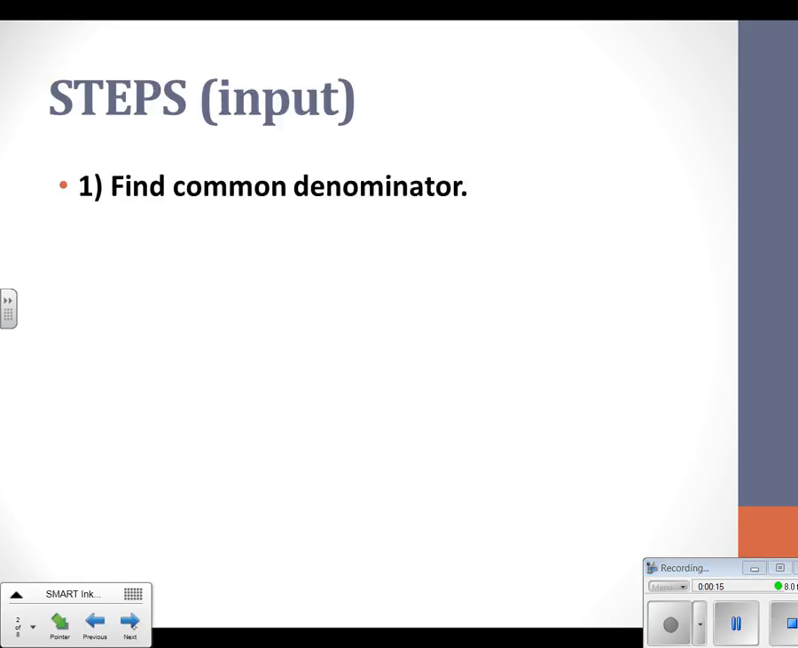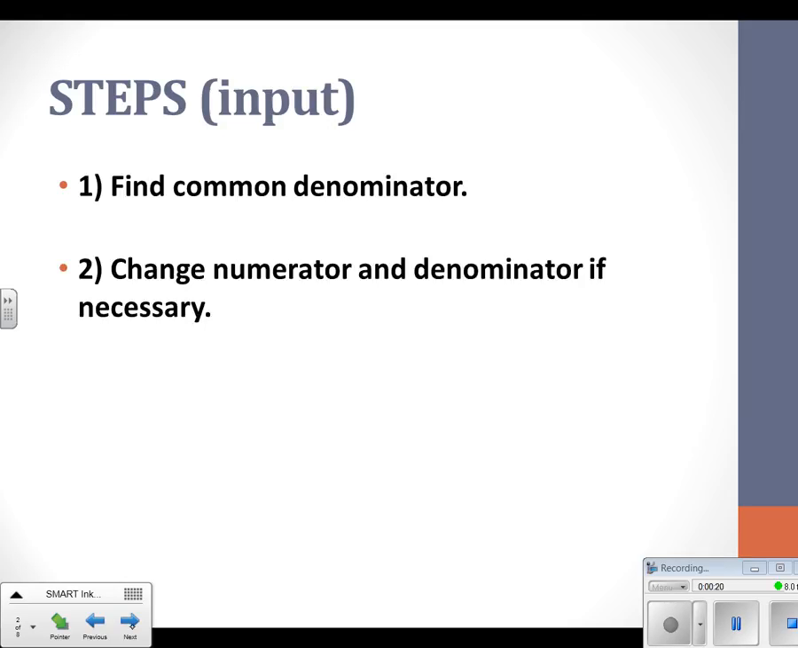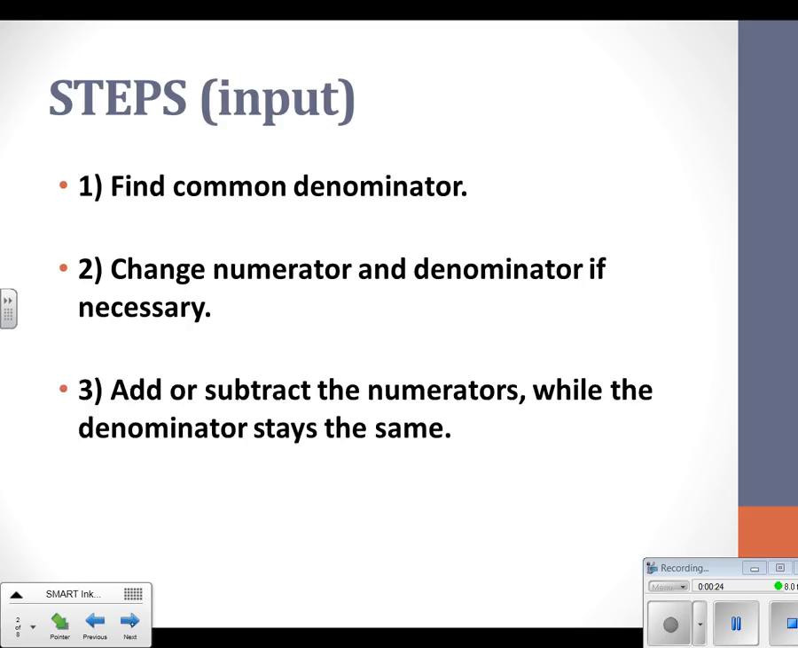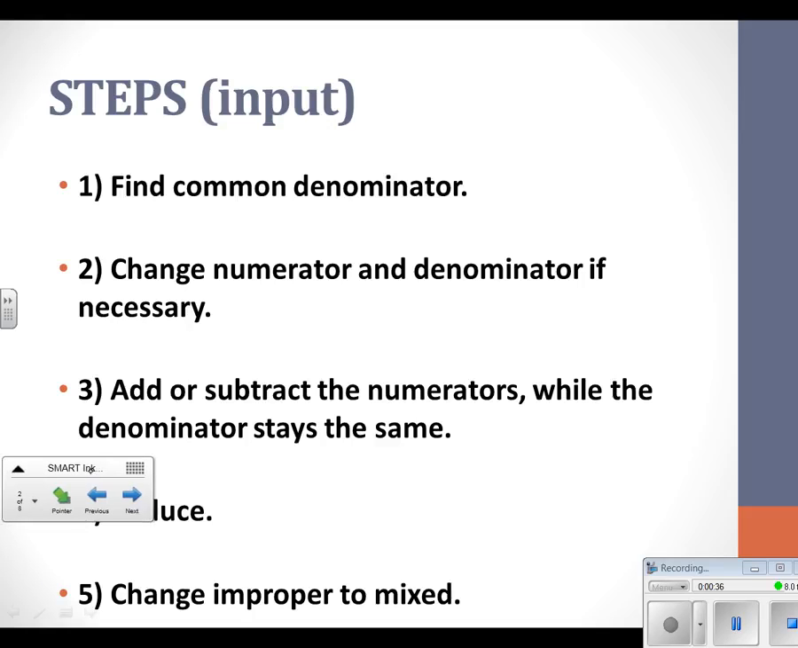Here are the steps we will follow. Step 1, find a common denominator. Step 2, change the numerator and denominator if necessary. Step 3, you're going to add or subtract the numerators while the denominator stays the same. Step 4, reduce. Step 5, change improper to mixed.